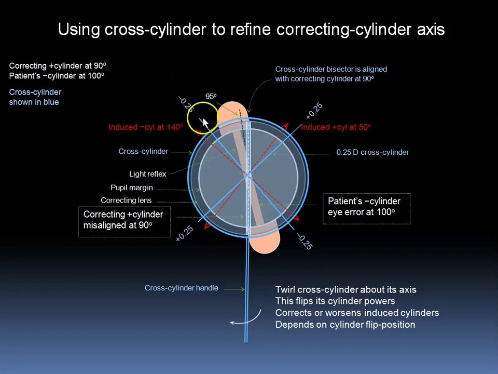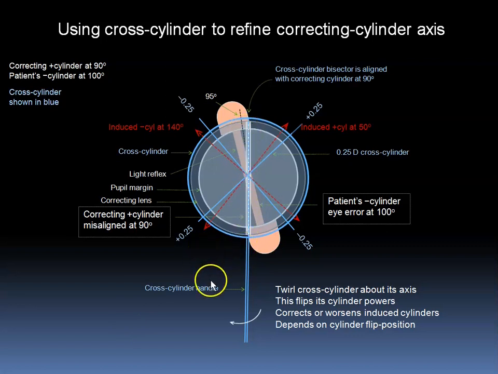And similarly for the other axis. So therefore, in one position, the cross cylinder increases this induced cylinder and makes vision worse, and in the other position, the opposite cylinder of the Jackson cross cylinder partly neutralizes the induced cylinders from before and improves vision. We would then move the correcting cylinder.